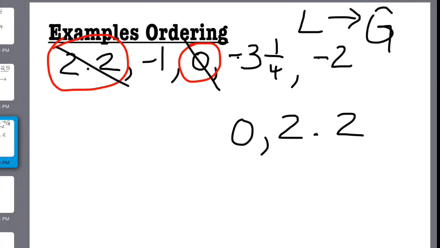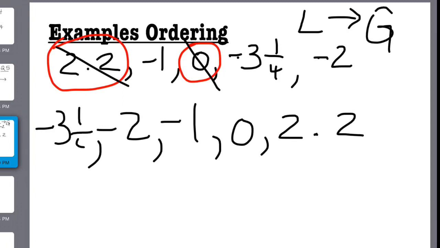So you can think about -1 as owing $1, -3 and 1/4 as owing $3 and change, and then -2 as owing $2. So we know we'd rather owe less money. So next we would have -1, then -2, and then our smallest value would be -3 and 1/4, because it's the largest amount that we owe.